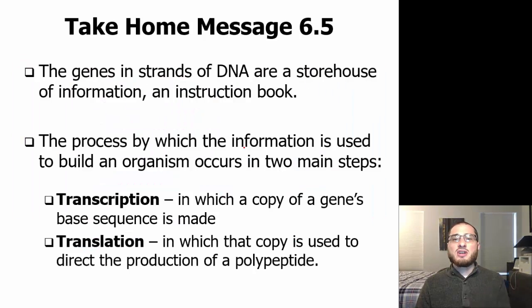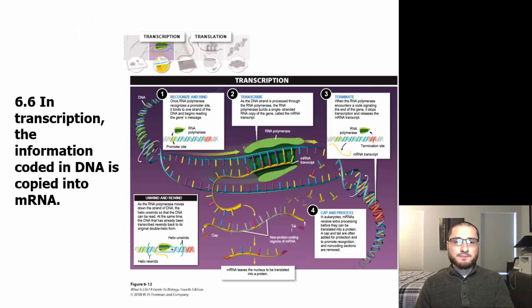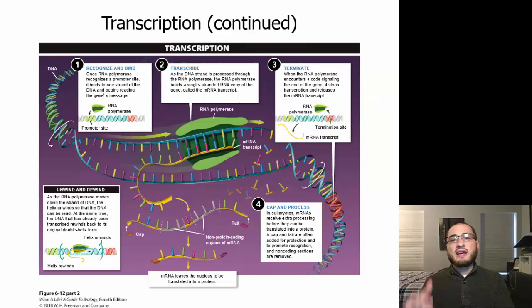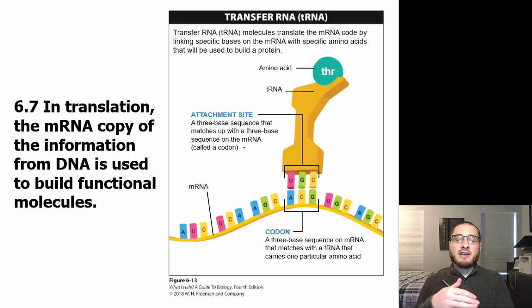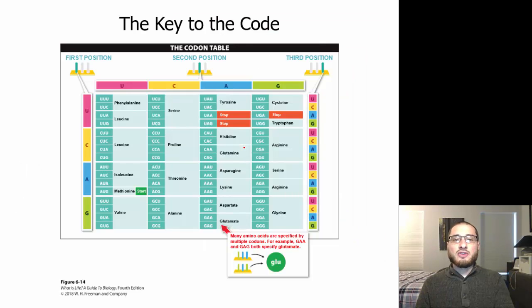Now, the genes in strands of DNA are a storehouse of information, and that is how that information gets relayed into mRNA, and then mRNA becomes the amino acids that are strung together to create polypeptides to create the proteins. Now, in transcription, the information goes from DNA to mRNA, and then in translation, mRNA is going to code for what amino acids should be put together in order to build the protein.